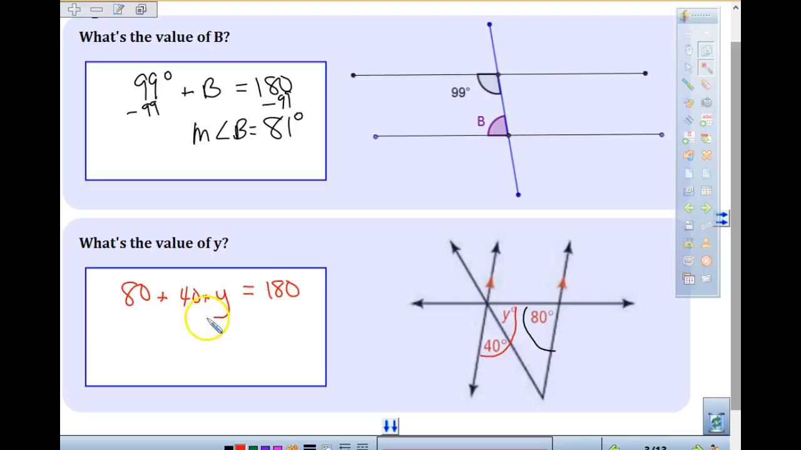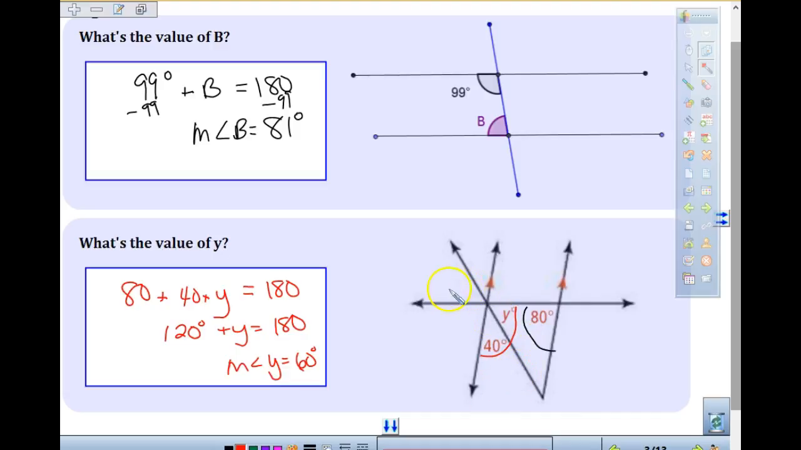40 plus 40, 80. Do 80 plus 40 and then you got 120. So you add plus 60. If we have to figure out what y has to be, the measure of angle y has to be equal to 60 degrees. 60 plus 40 plus the 80 gives us 180.